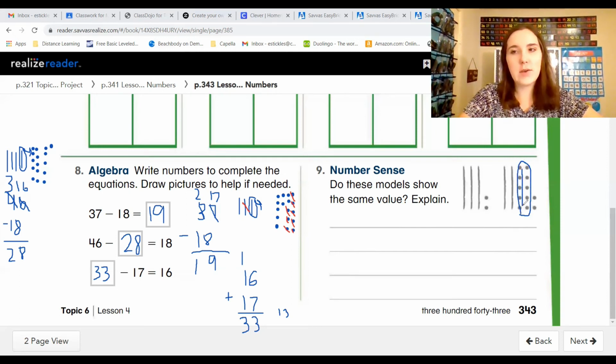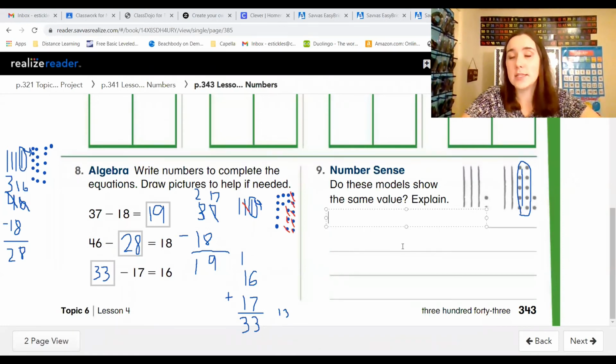Boop. Now check it out, you guys. I have 3 tens, 3 tens. 2 ones, 2 ones. They're the same. So they do show the same value. Let's explain how we know that. And remember, whenever there's a problem where we have to write something out, you need to be doing it with me because that's how we practice explaining our work and we get to be better mathematicians every time we do it.